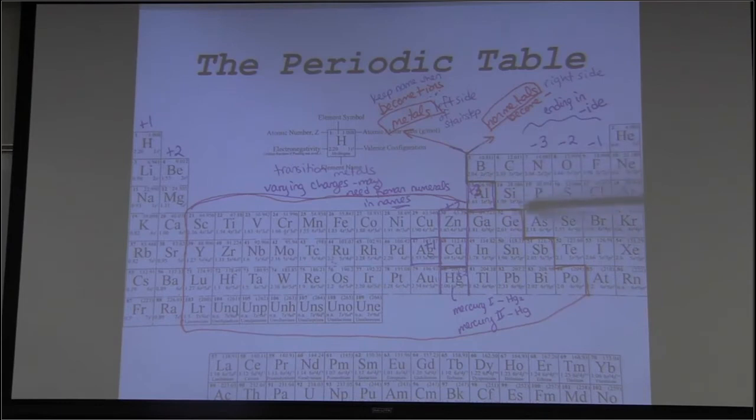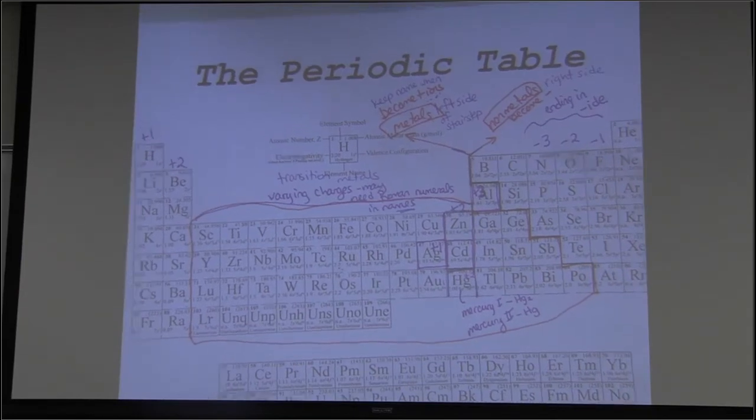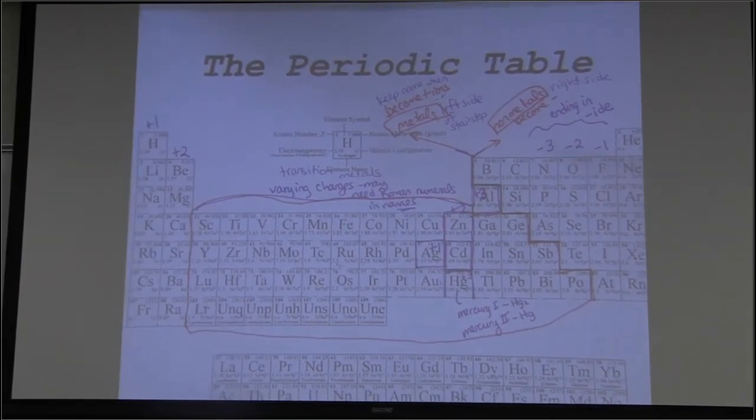Put the stair step in, if you haven't already. Put this stair step in, it comes to the left of boron. And the stair step is the dividing line between metals and nonmetals. So to the left are metals. So make a note. To the left are metals.